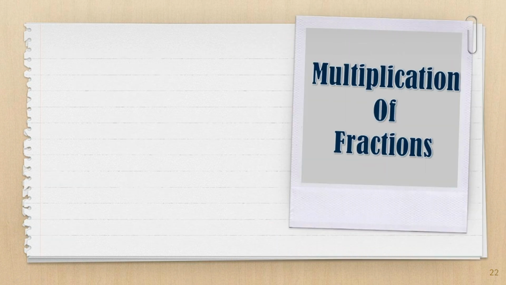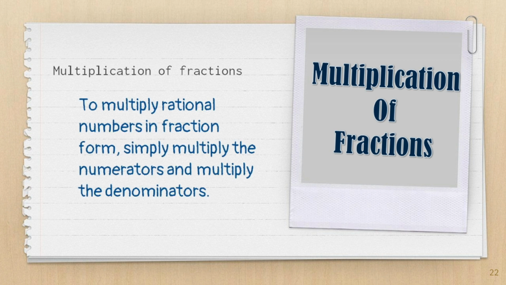Next, tapos na tayo sa addition and subtraction of similar and dissimilar fraction. Meron naman tayong multiplication of fractions. So, we have here to multiply rational numbers in fraction form. So, para daw makapag-multiply tayo ng rational numbers na sa fraction form, we simply multiply the numerators and multiply the denominators. Napakadali, di ba? So, in symbol, I have here, for example, this is A over B, isang fraction, times C over D, isang fraction ulit.